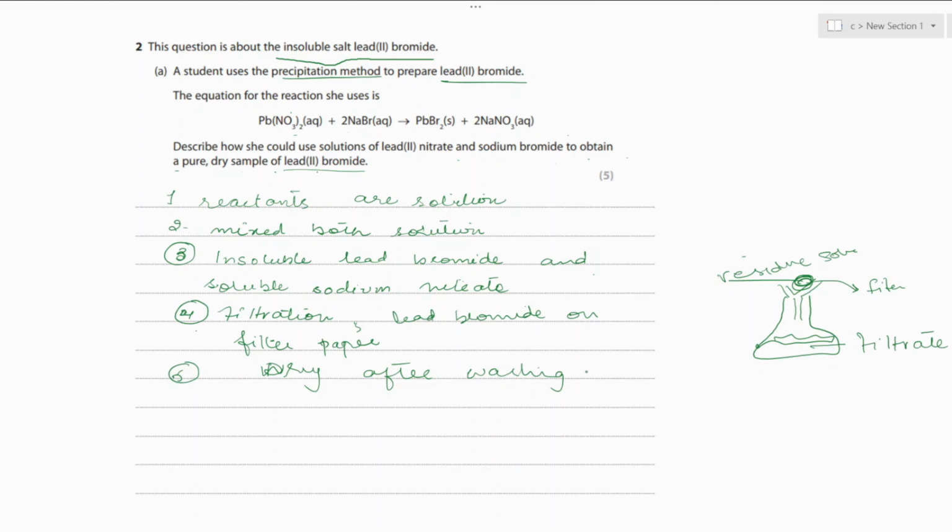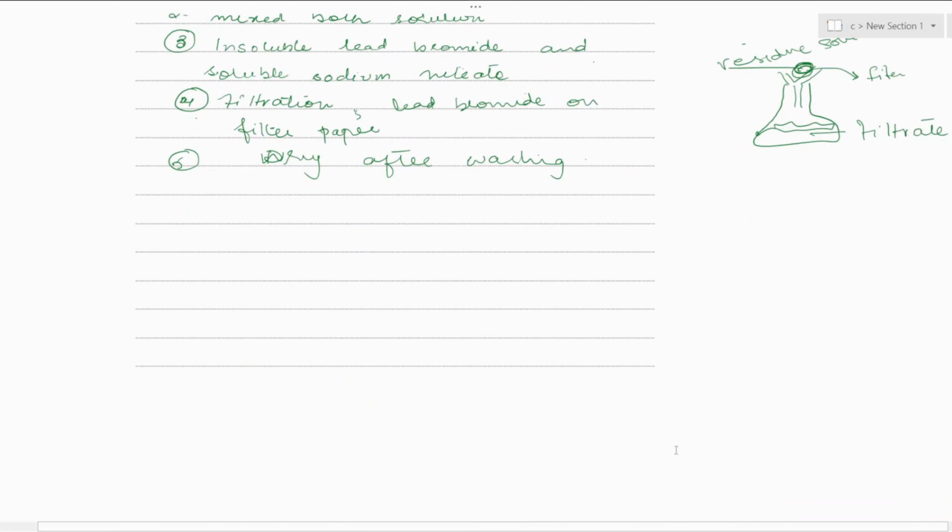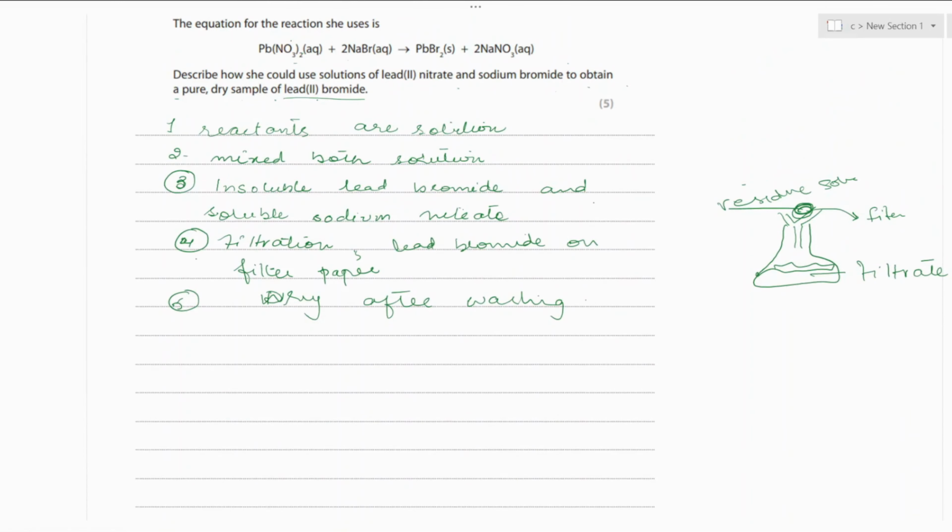What instruments would be used? I've given you one of the instruments. I've given you a flask, then a filter paper, a funnel. So you need to mention these apparatus as well. Because it's a whole process, it should be very detailed.